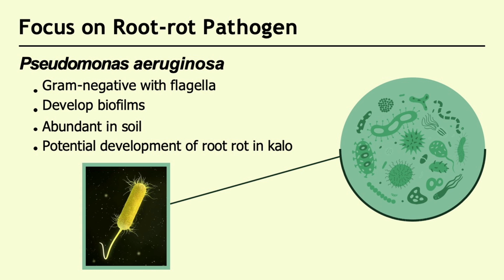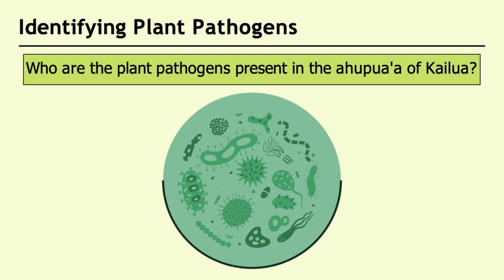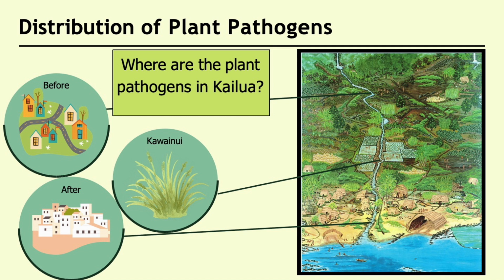We focused on a specific root rot pathogen, Pseudomonas aeruginosa. It's a gram-negative bacteria with flagella, which promotes motility in water. It develops biofilms that resist antibiotics and competition, but is generally abundant in soil. However, it has the potential to develop root rot in kalo. So we began experimental design by identifying who the plant pathogens are first and where they are located.